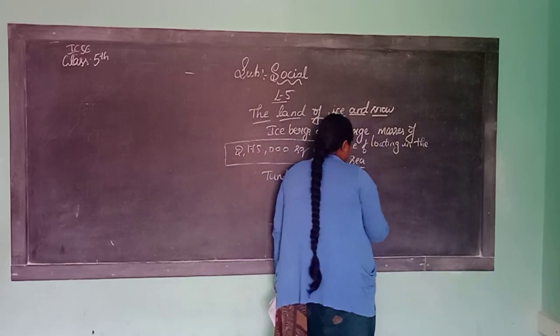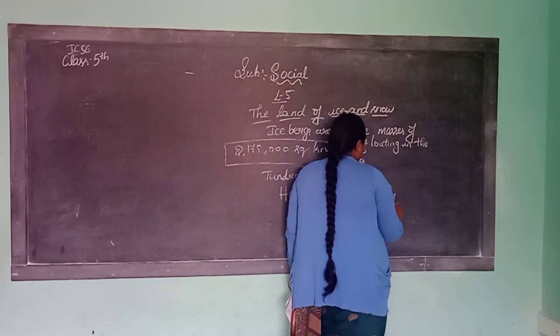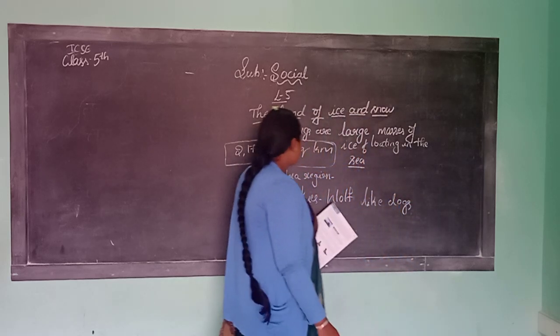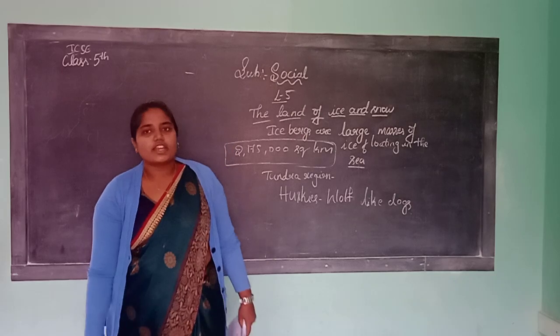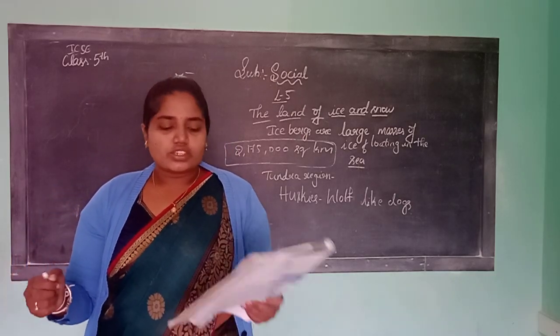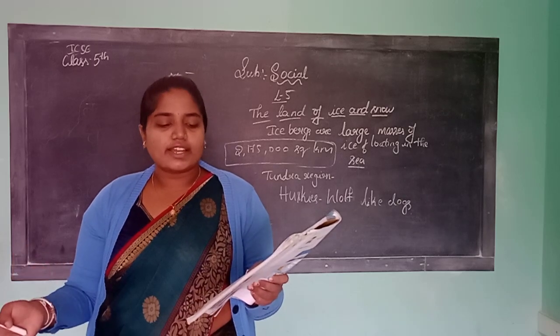Wolf-like dogs. Wolf-like dogs are called huskies. It is a domestic animal. It is also used to pull the sledges. I will show what sledges are after this.